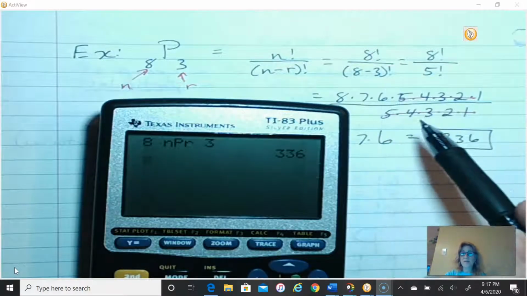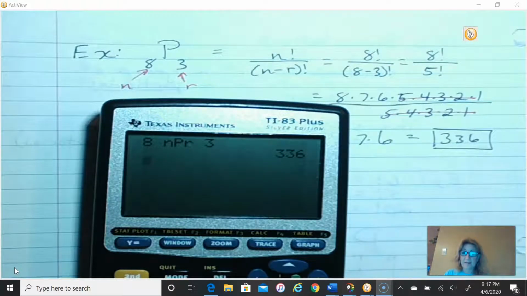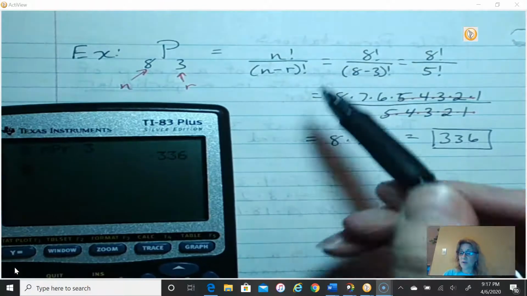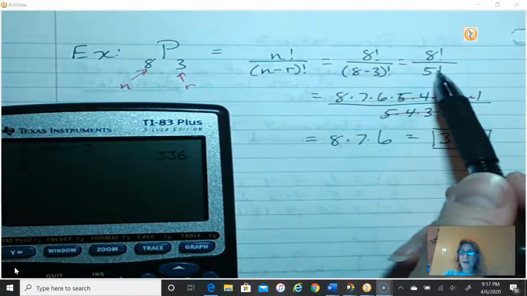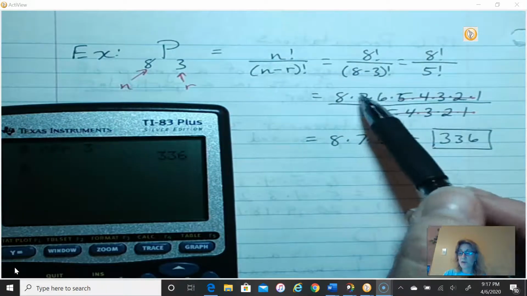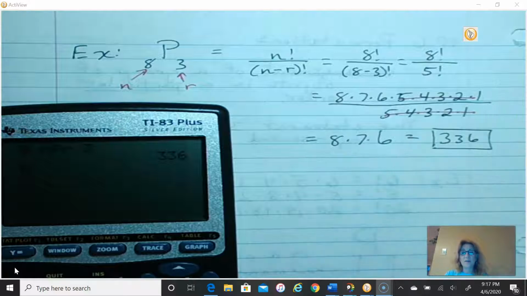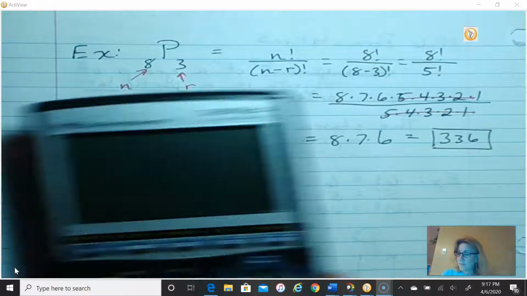Otherwise, you're going to have to write this out, but even this isn't that bad. All you do is plug in the right numbers and then write out your factorials for each of these, cross out what can be eliminated, which is the same, and then multiply what you have left. I'm going to turn my thing off.